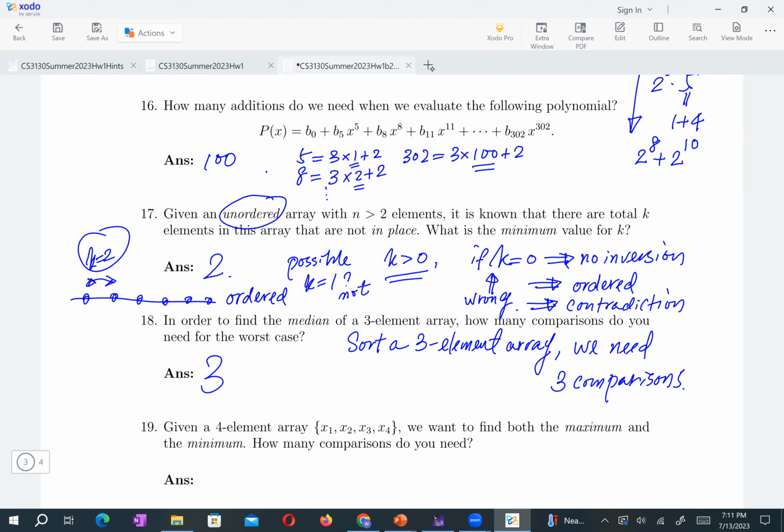So this 3-element case is a special case. Because in the general case, a general n-element array, usually when you find a median, you do not need to sort the whole array. You can find a median without sorting. If you do sorting, you do more than you need. You do extra work. Here, let me tell you the general result.